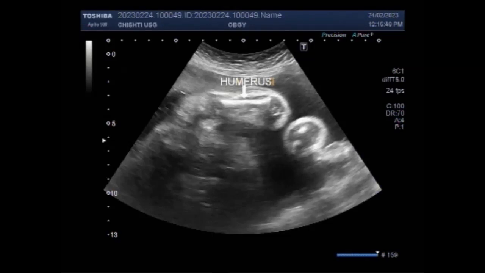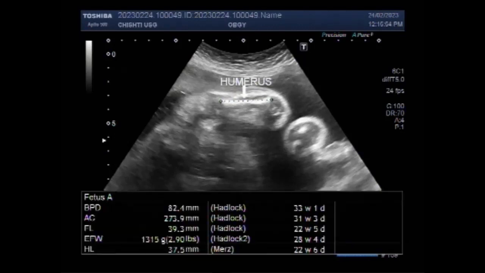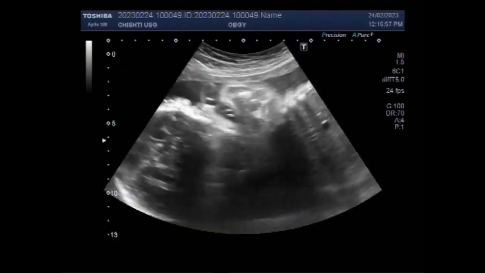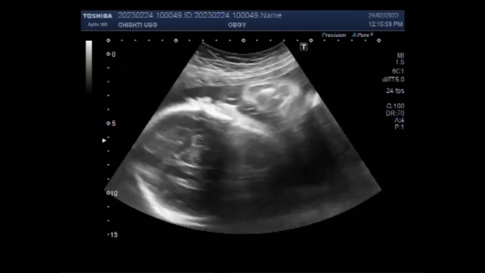So limb buds are often seen by ultrasound at about the 8th week of gestation. The upper limb buds of humeri are seen at 8 weeks, 1 week before the femora, the tibia, fibula, and radius ulna from 10 weeks, and digits of the hands and feet at 11 weeks.